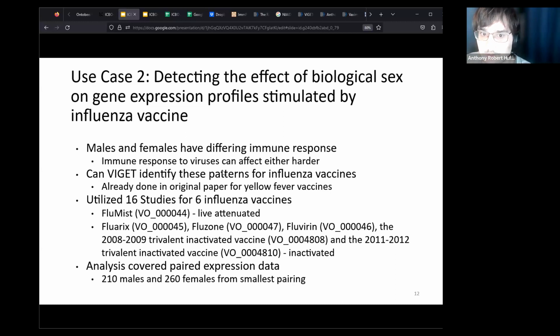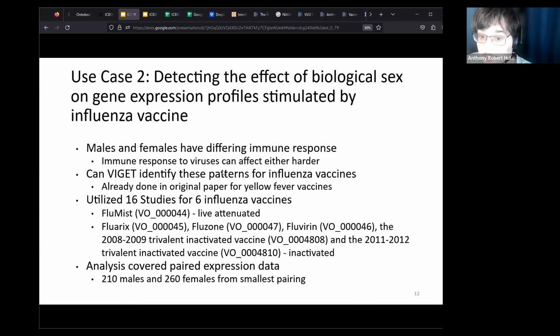So what we wanted to see is, can VIGET identify these patterns when it comes to influenza vaccines? Now, we had already done so in the original VIGET paper for yellow fever vaccines, where we observed a specific pattern when it comes to our longitudinal analysis. But we wanted to focus on influenza vaccines, and indeed, this was a cut part of the earlier VIGET paper. So for our analysis, we found 16 studies within ImmPort that correspond to 6 influenza vaccines.